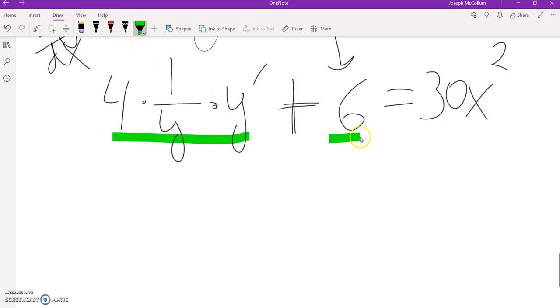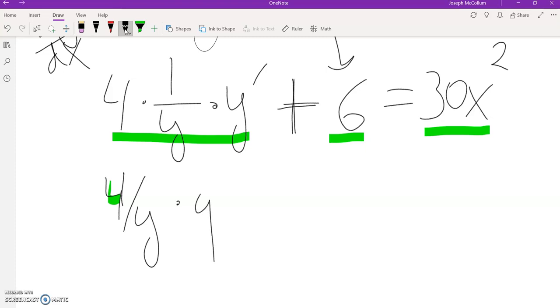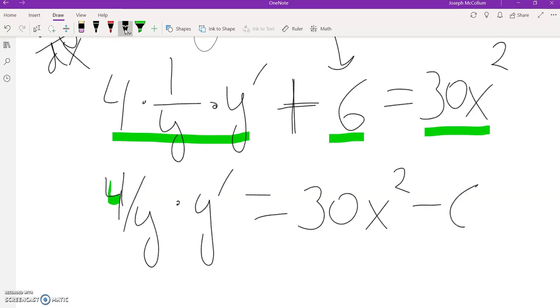If it doesn't, and here's a piece, and here's a piece, so we have 3 terms, all right? 1, 2, 3 terms. This term is the only term that has a y prime. I will keep it here. This term does not have a y prime. To get rid of a plus, I will subtract it over. So I have 4 over y, because that's what happens when you multiply 4 times 1 over y, times y prime, equals 30x squared minus 6. Again, I subtracted the 6 over.